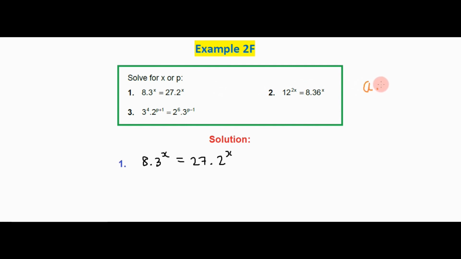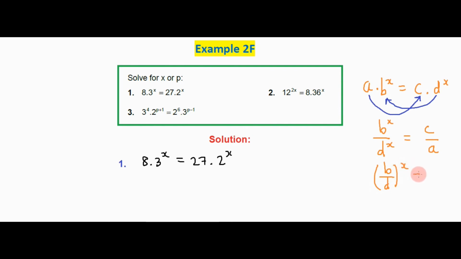Let's say we have a times b to the x equals c times d to the x. We can cross-divide. In other words, we can divide the d to the x into the left-hand side and the a into the right-hand side. Remember, we want to isolate the x's on the left-hand side. So we'll get b to the x over d to the x equals c over a. And b to the x over d to the x is b over d all to the x.